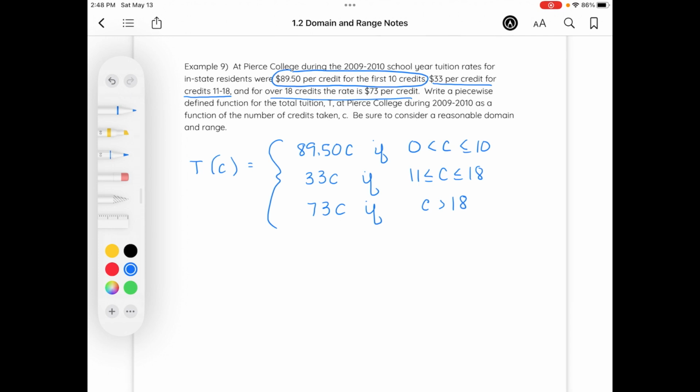And this concludes our lesson on domain and range.